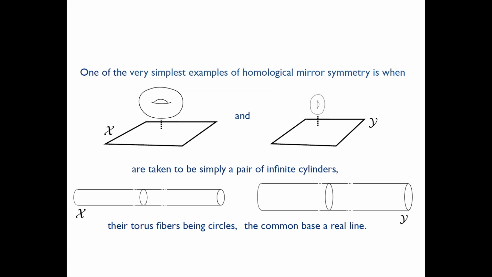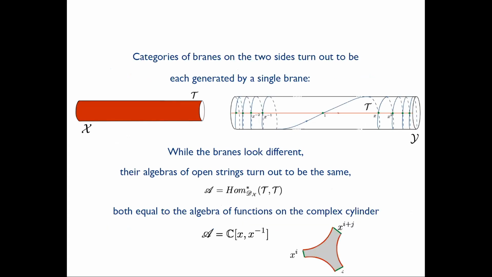Where the base of the fibration is just a real line, and the torus fiber is a circle. So both X and Y are simply cylinders. The category of branes on the two sides turn out to be both generated by a single brane. From one brane, you can build any other. That brane on the side of X is simply a D2 brane that's supported on the whole complex cylinder.